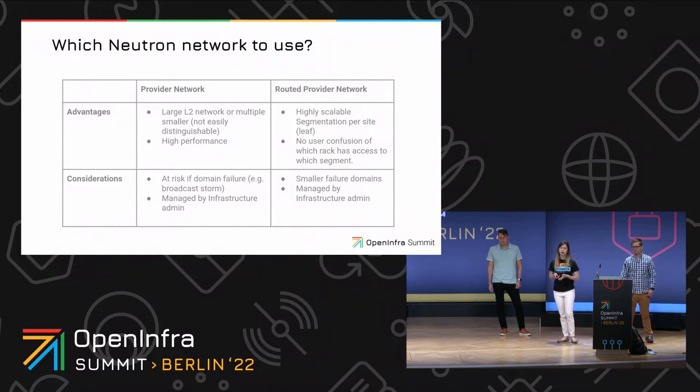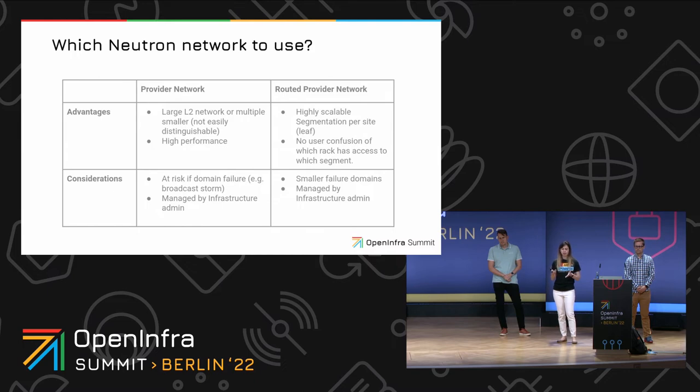We will focus right now on two of the networks that can usually be used with spine-leaf architecture. For provider networks, you can have one large L2 network, but this brings a few complications and considerations to take into account. For example, if multiple endpoints are ARPing for addresses, this can create domain failure. You could have multiple smaller L2 networks, which would reduce this issue, but it would be complicated for the user to know where exactly that provider network is available.